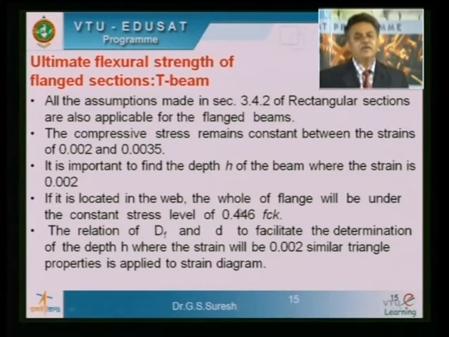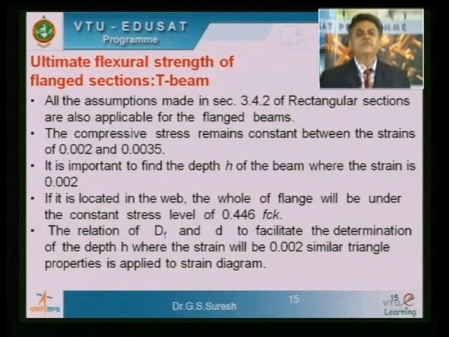When we are analyzing the ultimate strength of the T-beam, we use the same assumption as given in 3.4.2 of the code. The compressive strain is assumed to be 0.002, where it ceases the parabolic portion, and maximum is 0.0035.